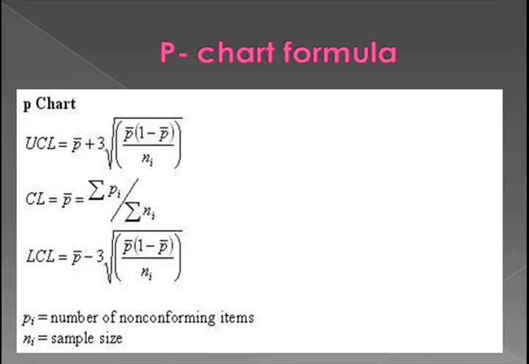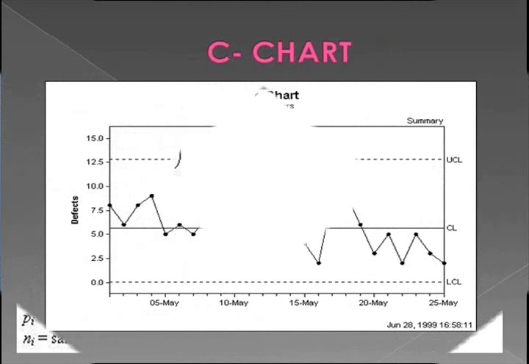A P chart is used to evaluate process stability when counting the number or fraction defective. A P chart is used when the sample size varies. Examples include the number of defective products, meals in a restaurant, incorrect prescriptions, bills, invoices, paychecks, etc.